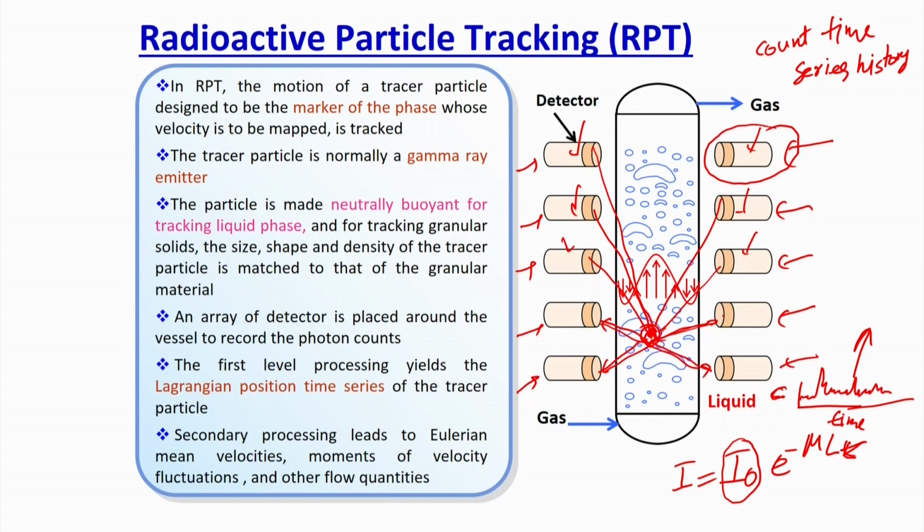So, that is the beauty of the technique, and the principle of the technique is very simple: we are tracking the motion of a single particle for a sufficiently long time. These are gamma ray particles, which emit photons. What will happen if the particle moves with time? You will get how the photon count is changing on each detector with time. From there, if we solve all the detectors' photon count time series histories simultaneously by using a suitable reconstruction algorithm, then we will get the position of the particle. So, what you will get is the position time series, and from there you can get the velocity. This is the basic principle of this technique.